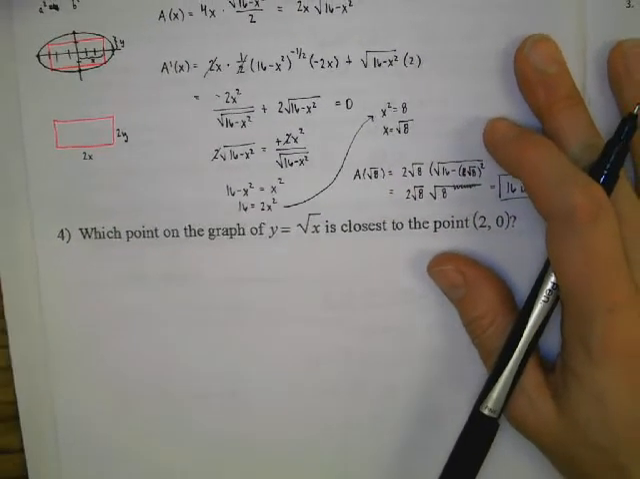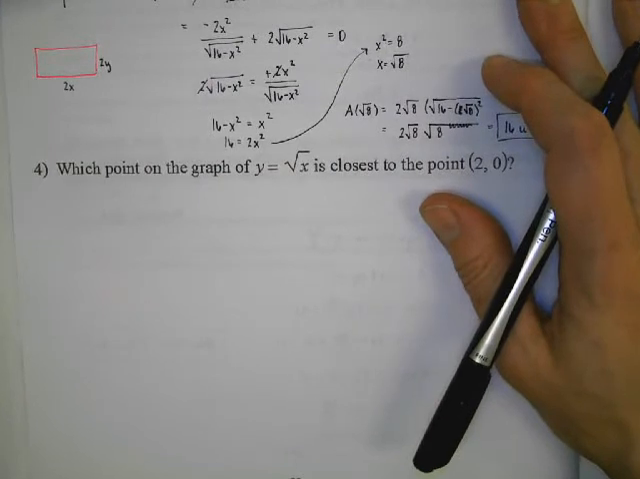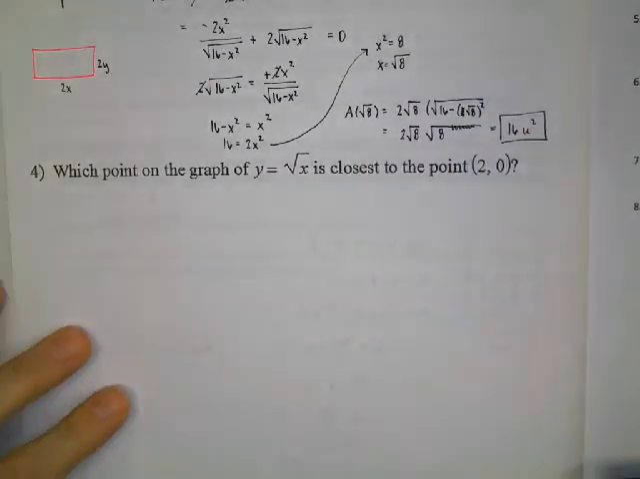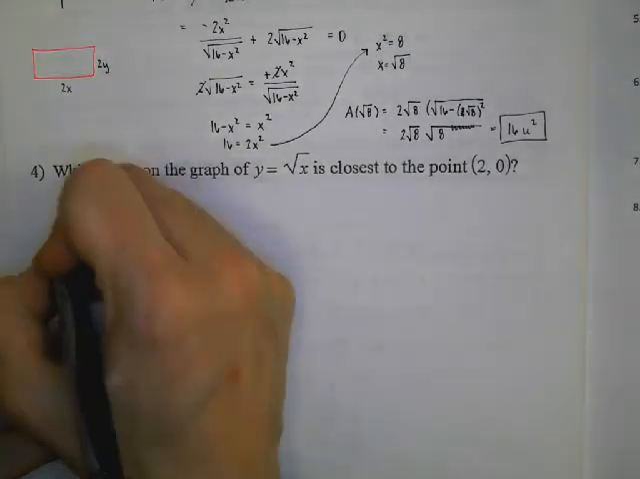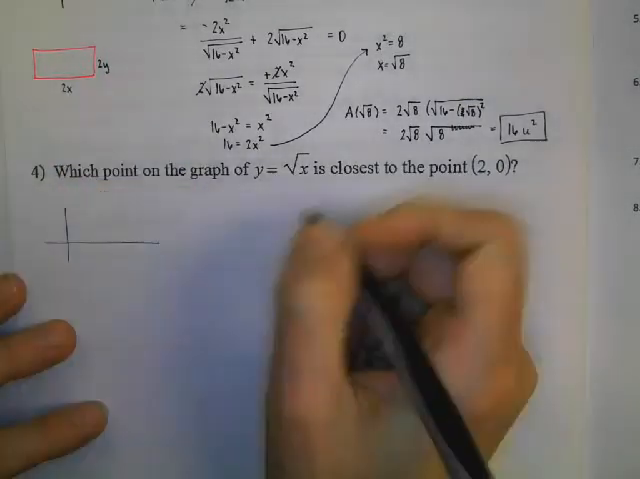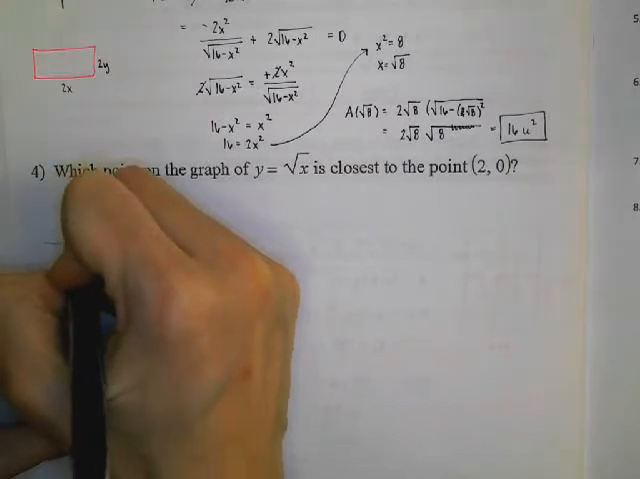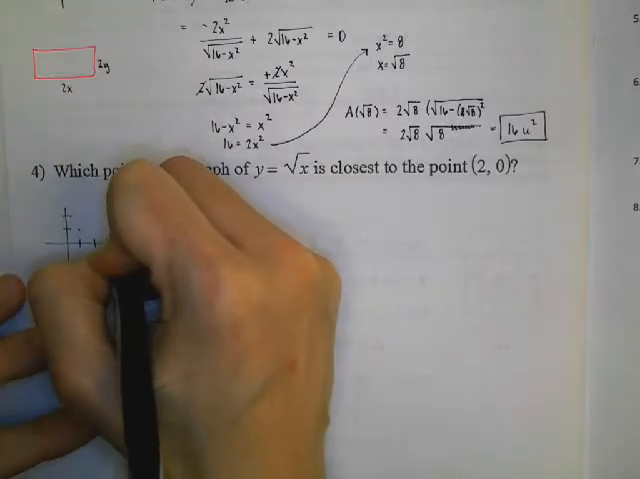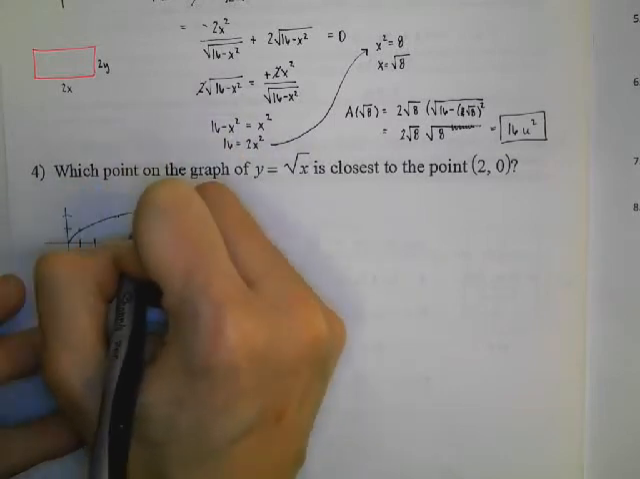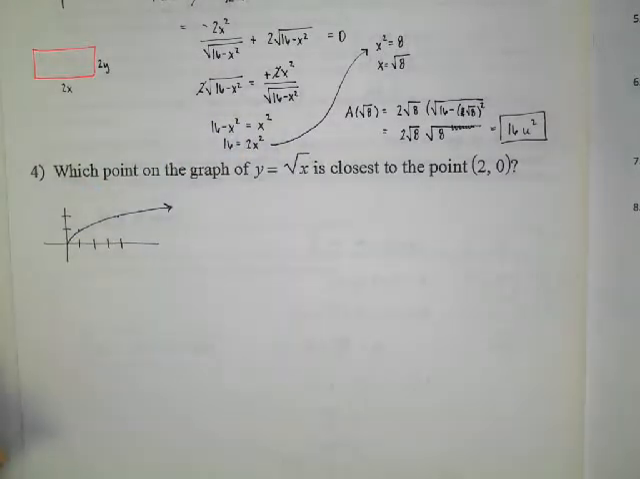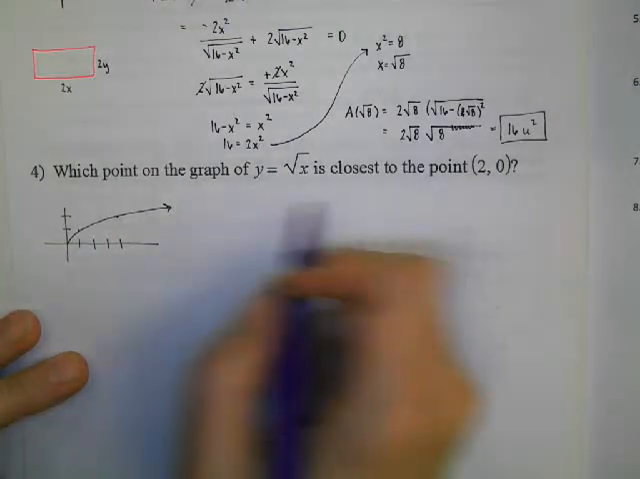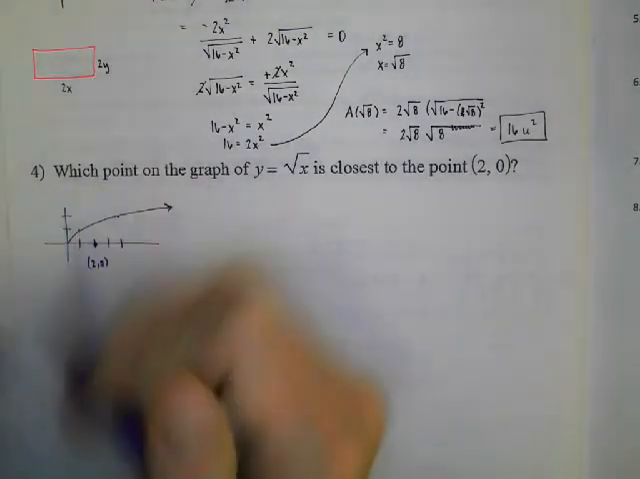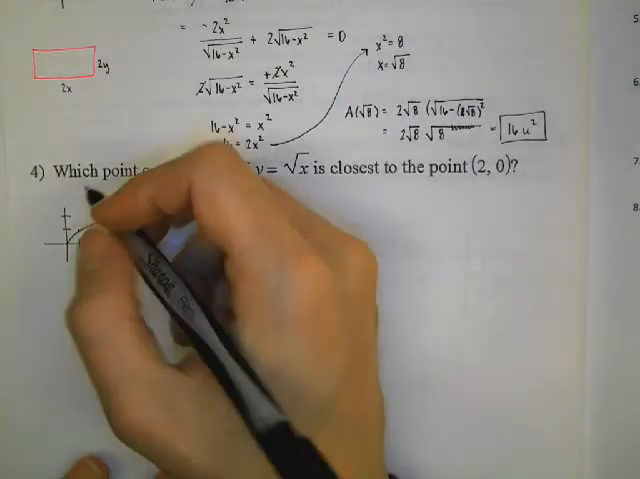So the last one says, which point on the graph of y equals square root of x is closest to the point (2, 0)? So let's take a look at what's going on here. My graph of square root of x looks like this. And so what I want to know is, if I take this point (2, 0), I want to find a point on this graph.